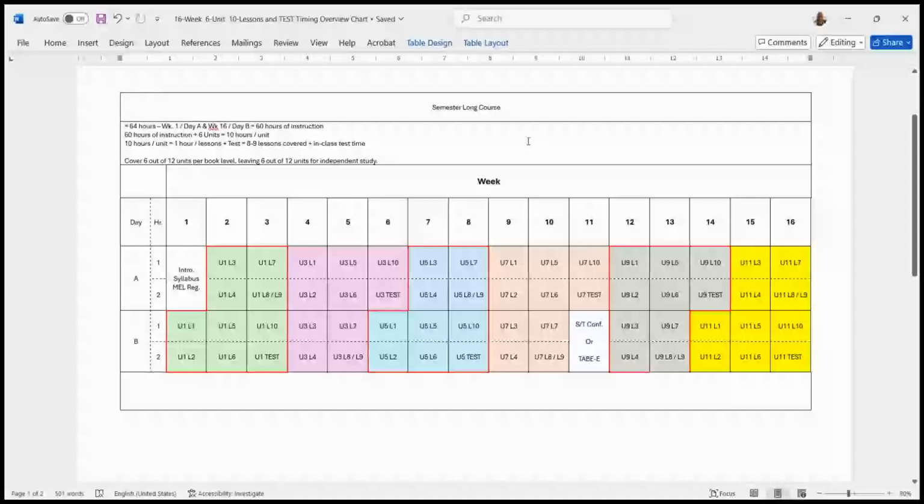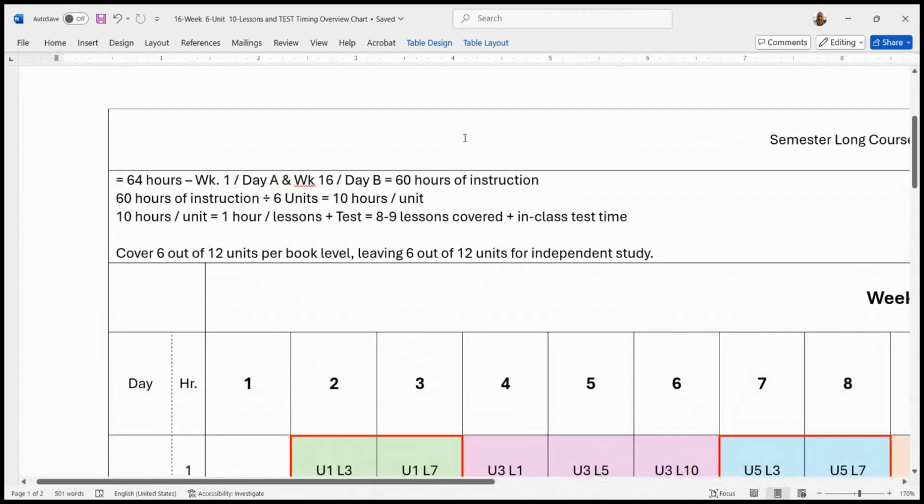An idea that I tried to express the other day with a little more clarity, I hope. So in this visual, I'm thinking about how we could maybe pace ourselves in our 16-week long courses covering half of the book. And so, kind of the math behind it that I don't think I was accurate on the other day. We have 64 hours in our course.